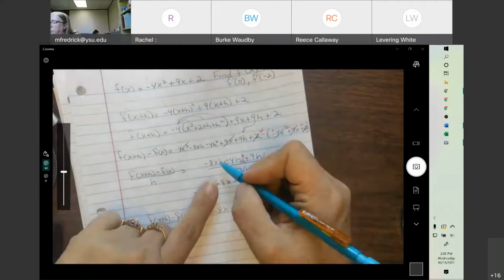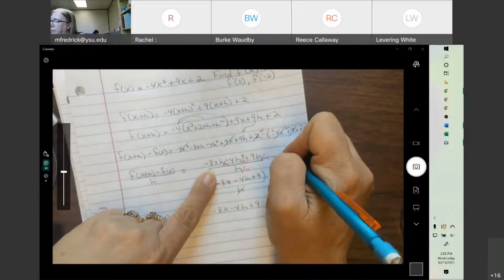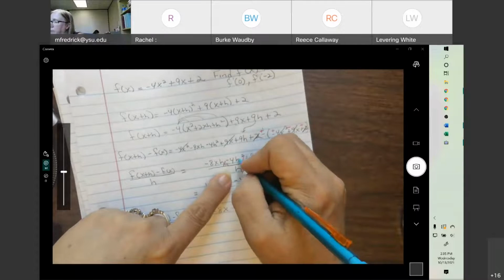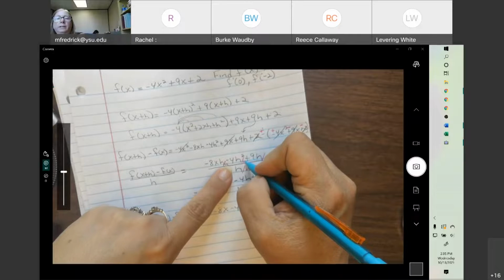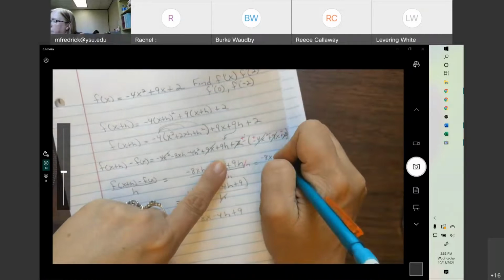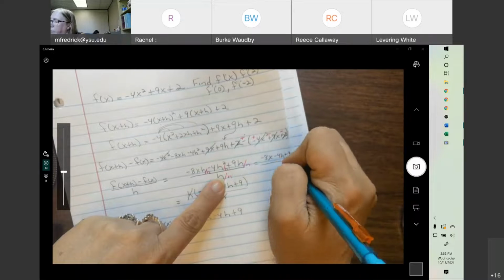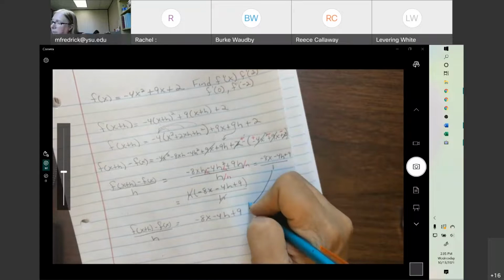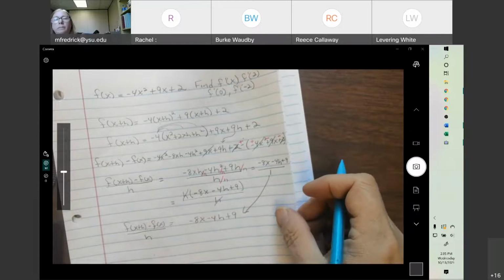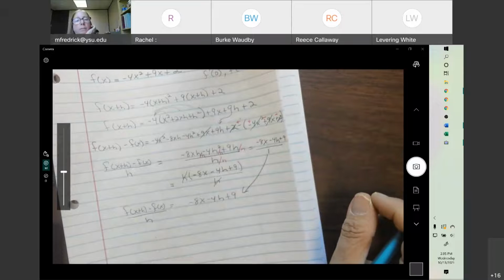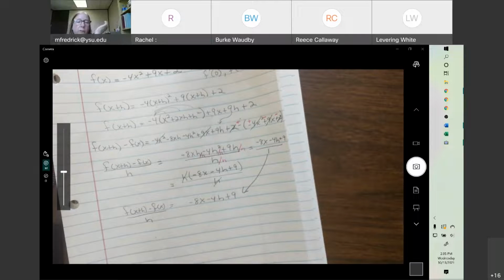When I divide it by h, these 2 h's cancel and leave a negative 8x. This cancels with one of these, leaving negative 4h. And then these 2 cancel and leave a positive 9 over 1, which is exactly what we have here. So it's up to you which way you're comfortable reducing it. Doesn't matter to me. Any questions so far? That was step 3.